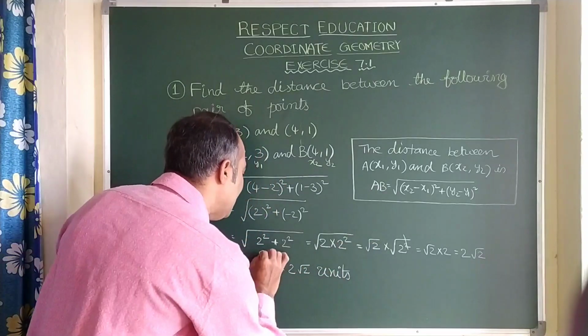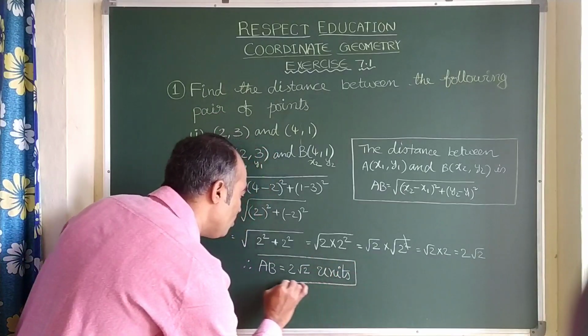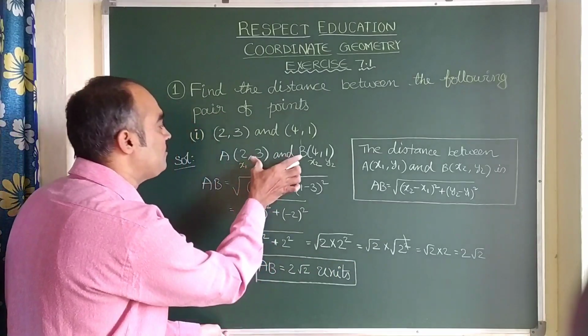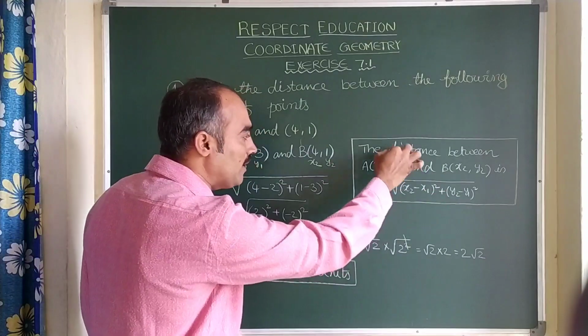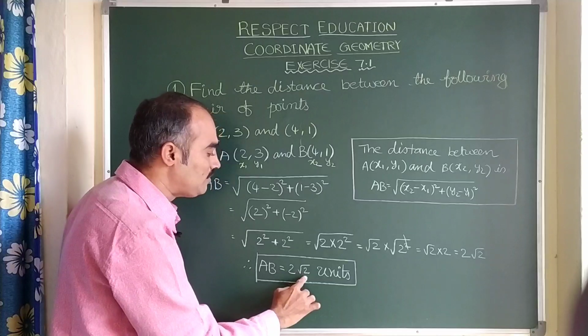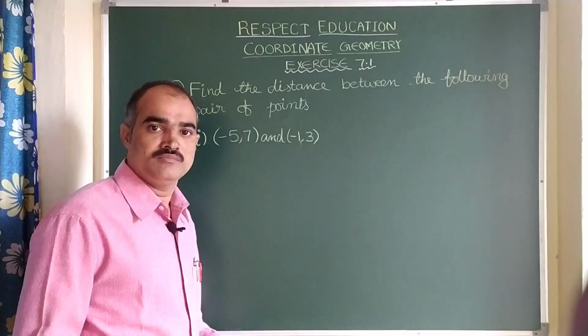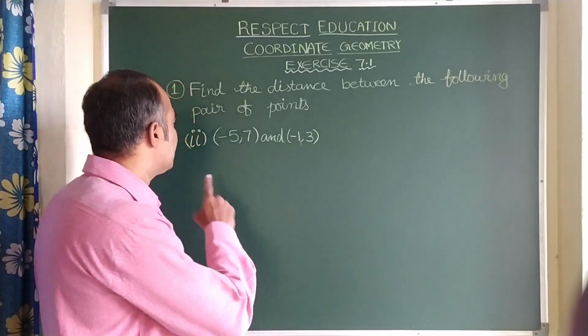So final answer is AB is equal to 2 root 2 units. That means the distance between these 2 points, even if at all you want, you can plot in the graph also. If you measure the distance, that is 2 times root 2 units. Now let us do next bit, that is second bit.